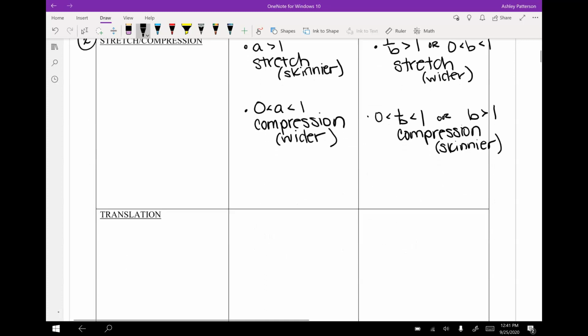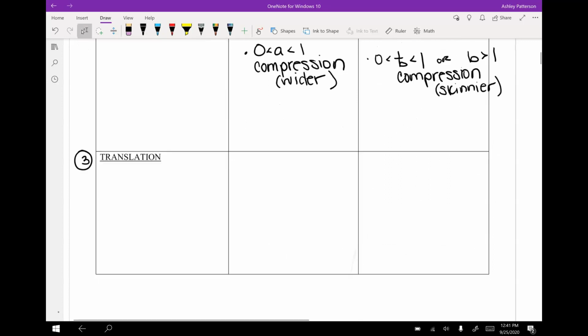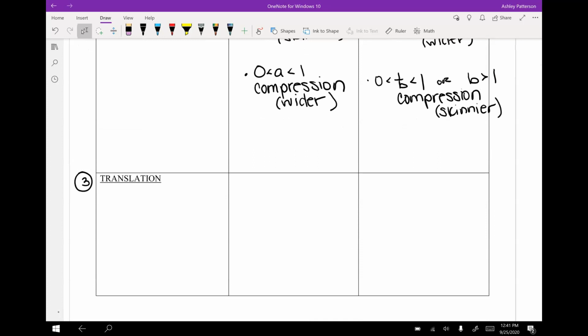Okay, the third type of transformation we will see is a translation, shifting left, right, up, or down. So if I'm a vertical shift, that is the k value. We take the same sign as is written in the equation.